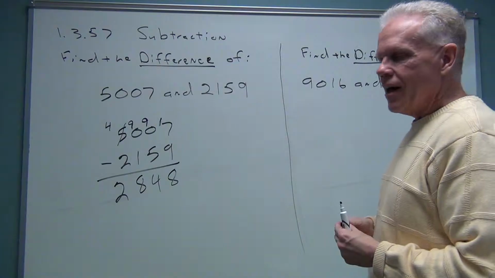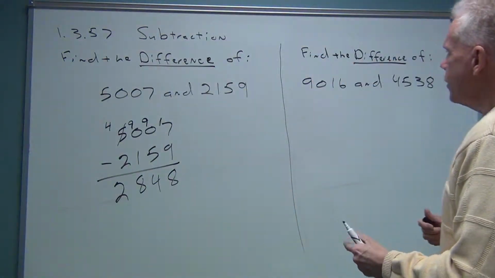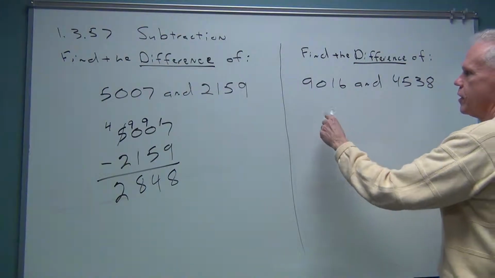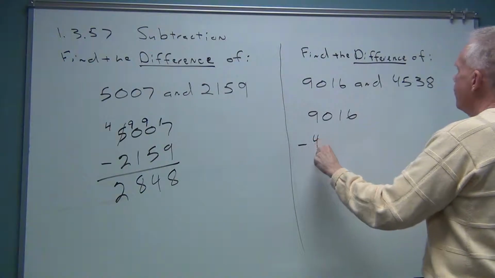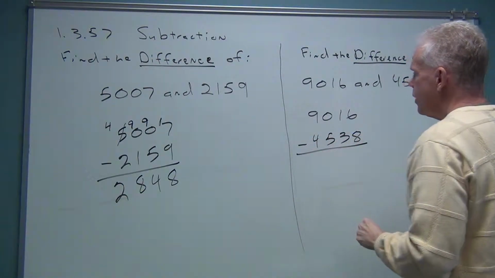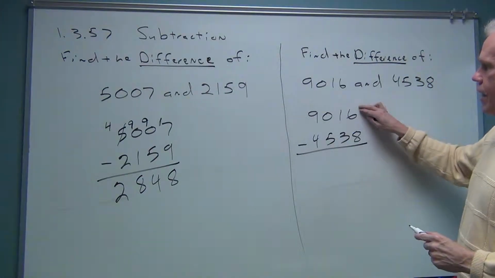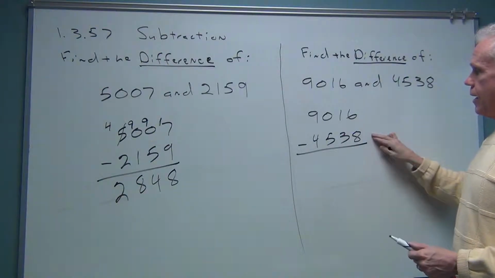Hey, welcome back. I wonder how you did on the one that you worked on. Let's take a quick look at it together and see what you did. So first we're going to put it in column form, 9,016 minus 4,538. So we see right away that we're going to have to try to subtract 6 minus 8. Of course we can't do that, and so we'll have to borrow.